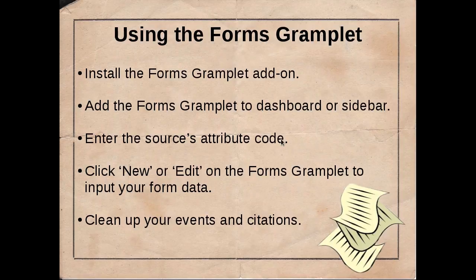That is how you go about entering form data using the form Gramplet. Install the add-on, add the form Gramplet to the dashboard or sidebar, enter the attribute code to associate the appropriate census form definition with the source you're using, click New or Edit to add your information, and then clean up your events and your citations.